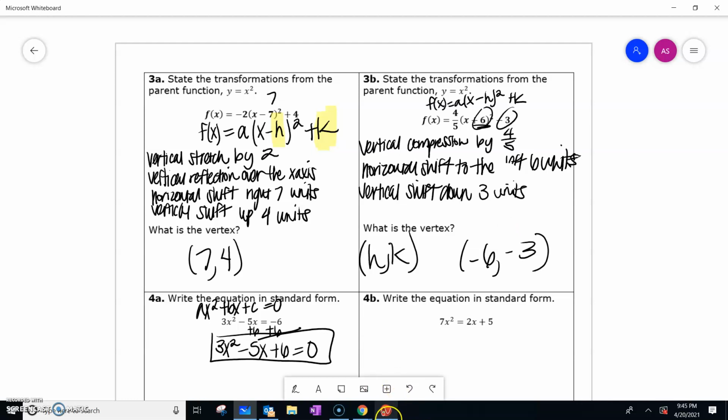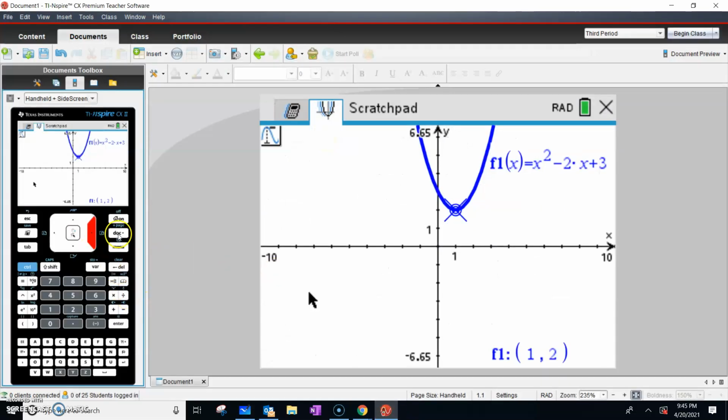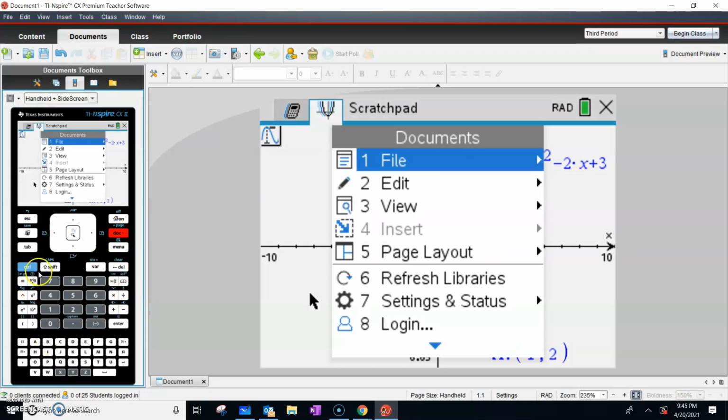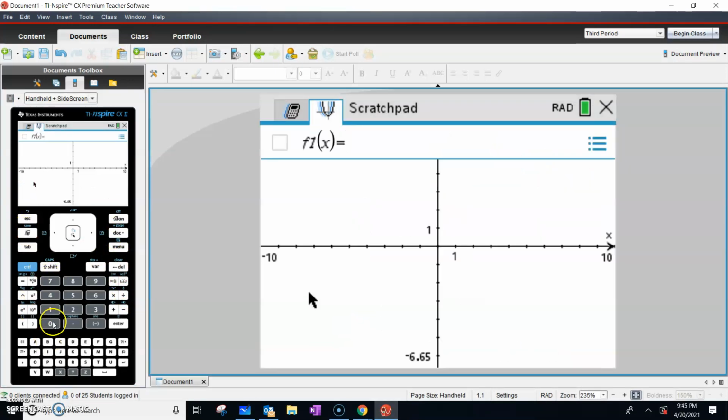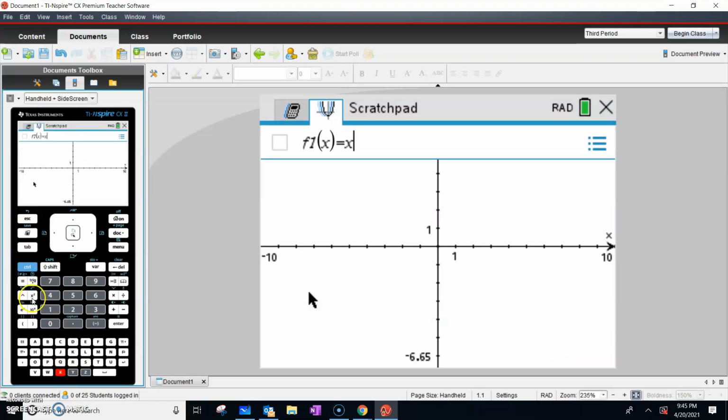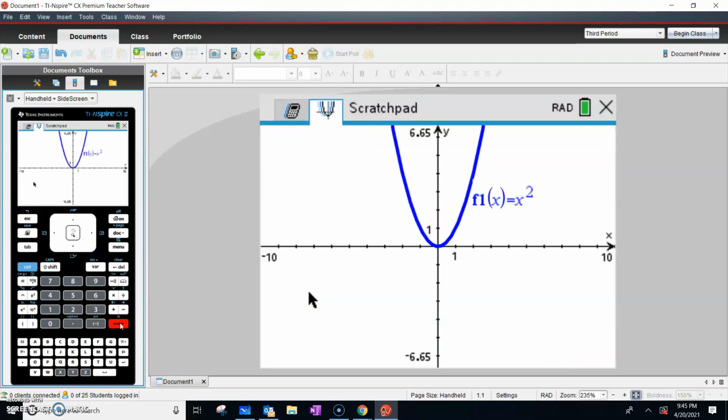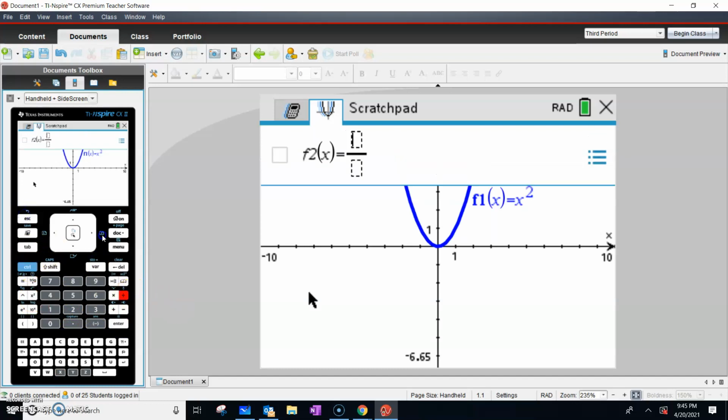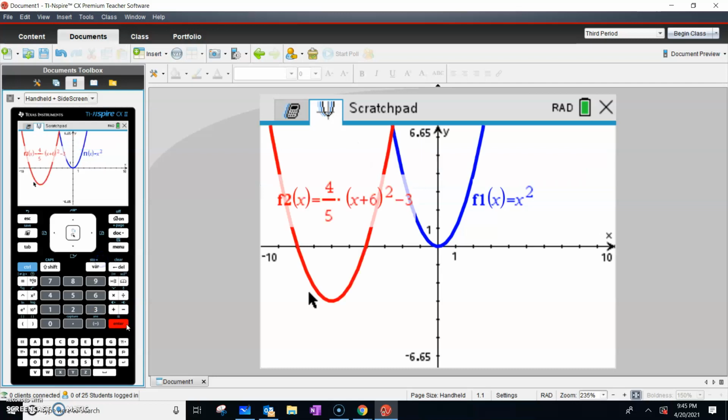Now again, let's type this in the calculator so we can see what it looks like, just in case you forget what each transformation does. So my parent function is x squared. Then I'm going to press tab and enter in my function. I'm going to use control division to get my fraction bar. Then I have times x plus 6 squared minus 3. And let's see if it did what we just said.